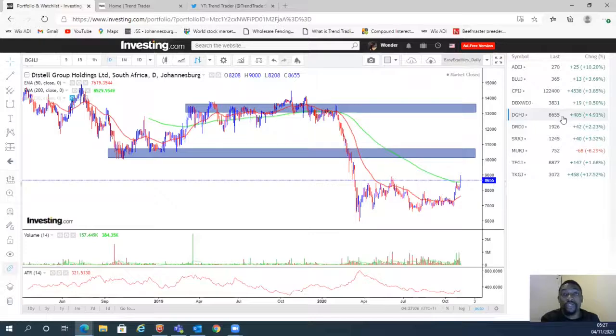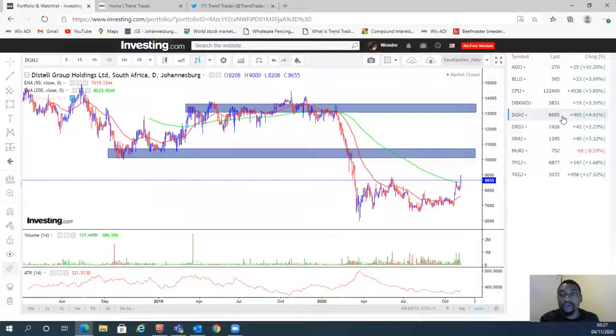We're also monitoring DRD, what's happening there with the gold stocks and with all the mineral or resources stocks. And we are looking to add more Pepco. We've noted that Murray and Roberts is showing signs of life in the construction sector, and we're still holding our TFG position, and we are monitoring the Telkom Group. So we'll see how this will work.